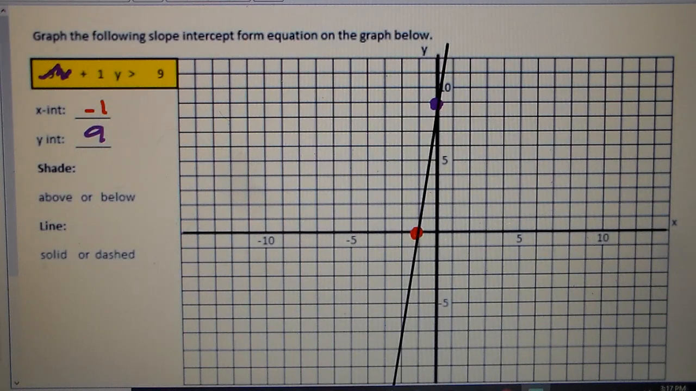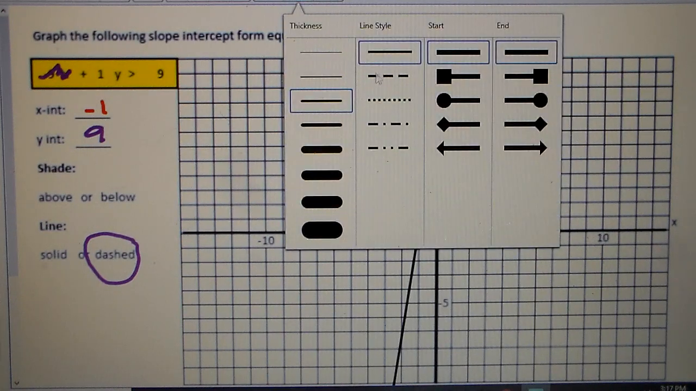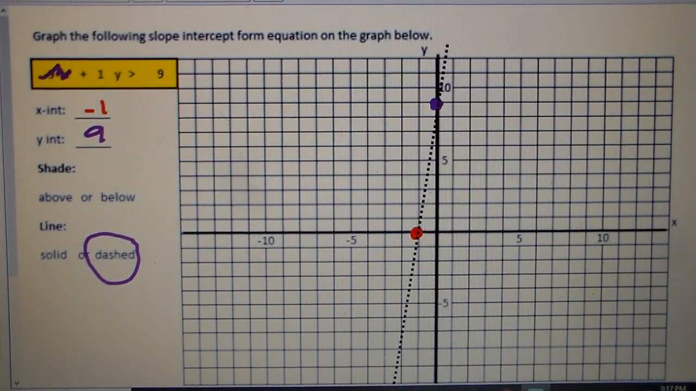Make it all the way through the graph. Now this is just greater than, there is no equal to, so that means this has to be a dashed line. So I'll make this a dashed line here for us. So when there's no line underneath, if it's greater than or less than, and it's not less than or equal to or greater than or equal to, then it's going to be a dashed line like you see here.